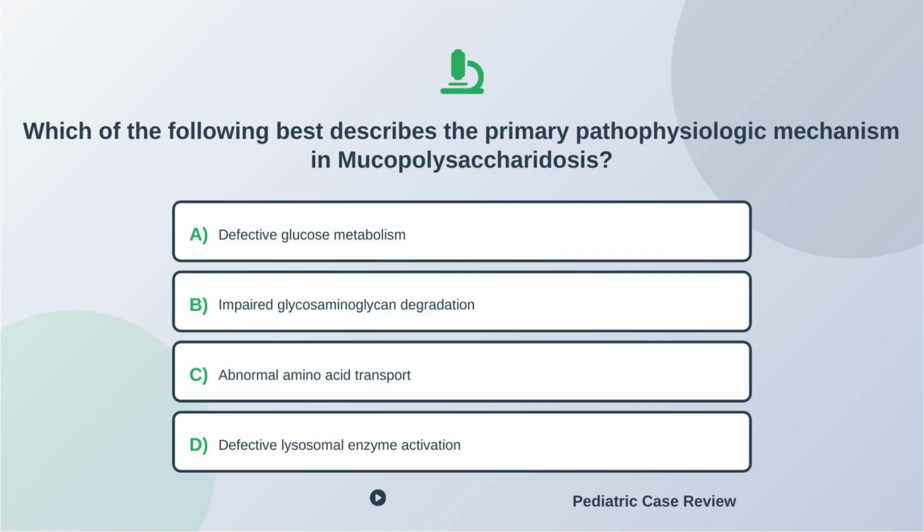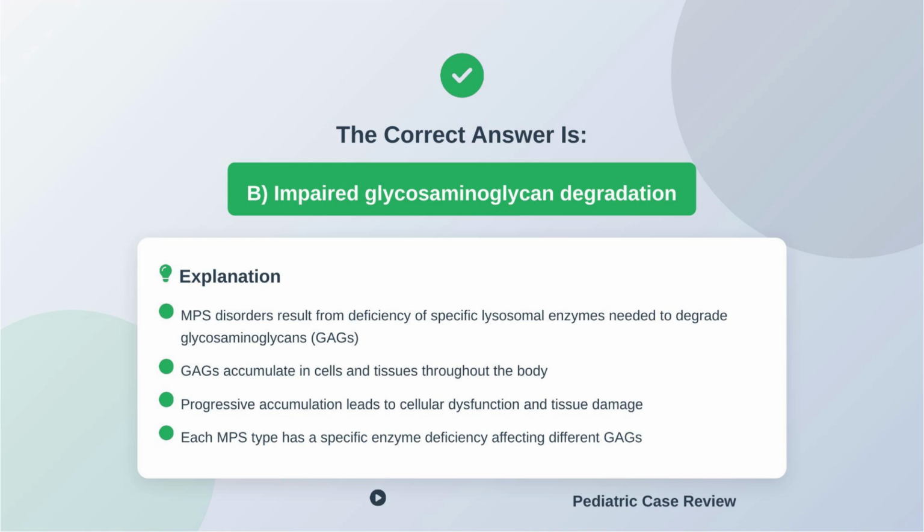Let's begin with our first question about MPS pathophysiology. Which of the following best describes the primary pathophysiologic mechanism in mucopolysaccharidosis? Is it A, defective glucose metabolism, B, impaired glycosaminoglycan degradation, C, abnormal amino acid transport, or D, defective lysosomal enzyme activation? The correct answer is B.